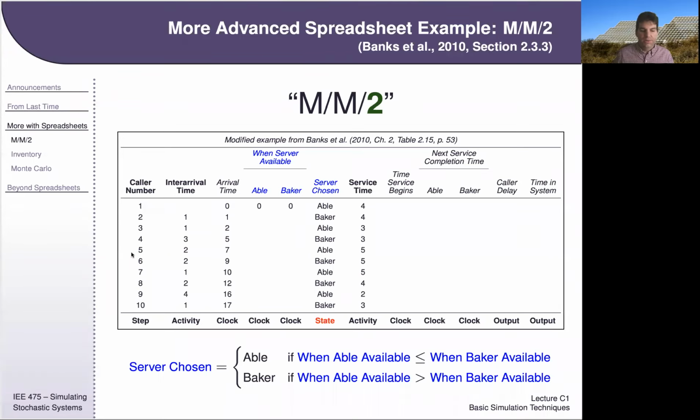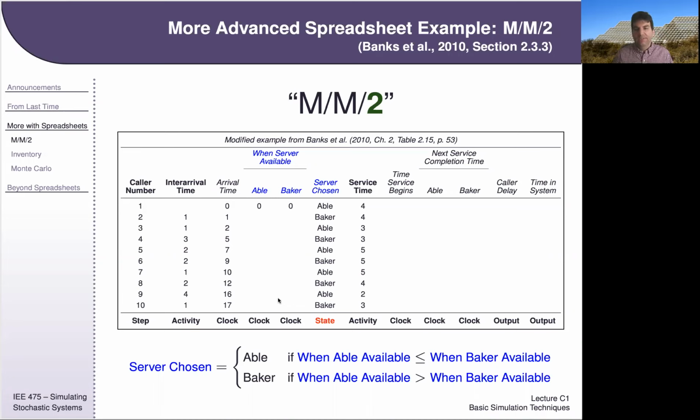So the customer or the caller here. For any caller, Able will be available at the time in the "when server available" column. If I assume that I have populated these clock times, and I know the next time that Able and Baker are available. I don't at this instant, but when I finish the spreadsheet, I will. So in the world where I finish the spreadsheet, I assume that these columns are available to me, and they tell me the times when Able or Baker are going to be available.